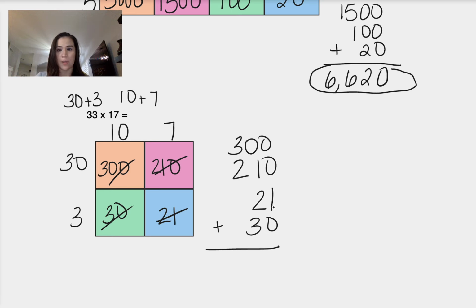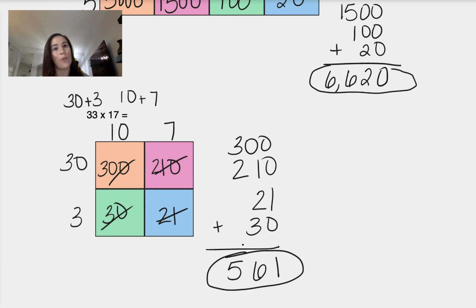So 0 plus 0 plus 1 plus 0 is 1. And then we have 0 plus 1 plus 2 plus 3, so 3, 4, 5, 6. And then 3, 4, 5. So 33 times 17 is equal to 561. Pretty neat, huh?